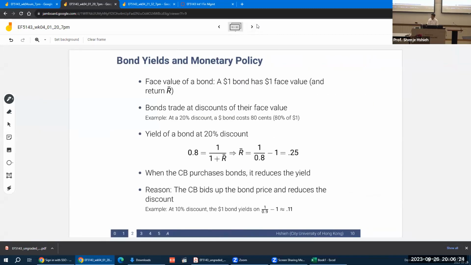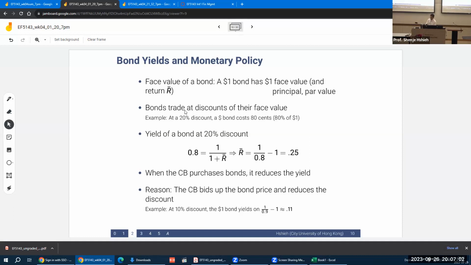Now let's talk about how changes in bond prices impact bond yields. Here's an example. Suppose you have a face value of a bond at $1. There are many names for face value. Sometimes you will see principal, sometimes par value. They all mean the same thing. It's the money that you get back at the end.